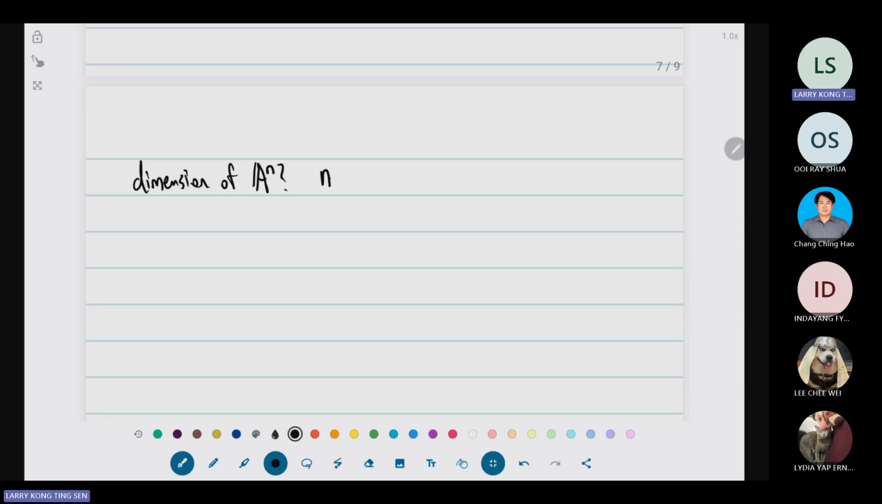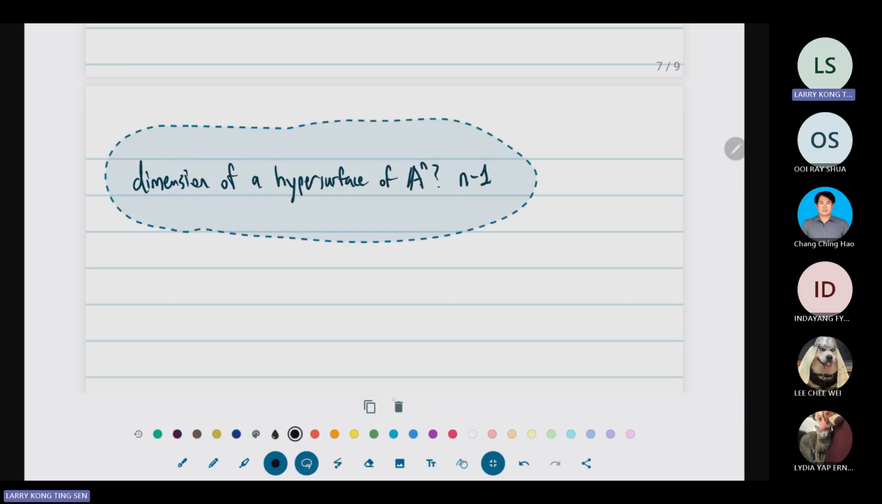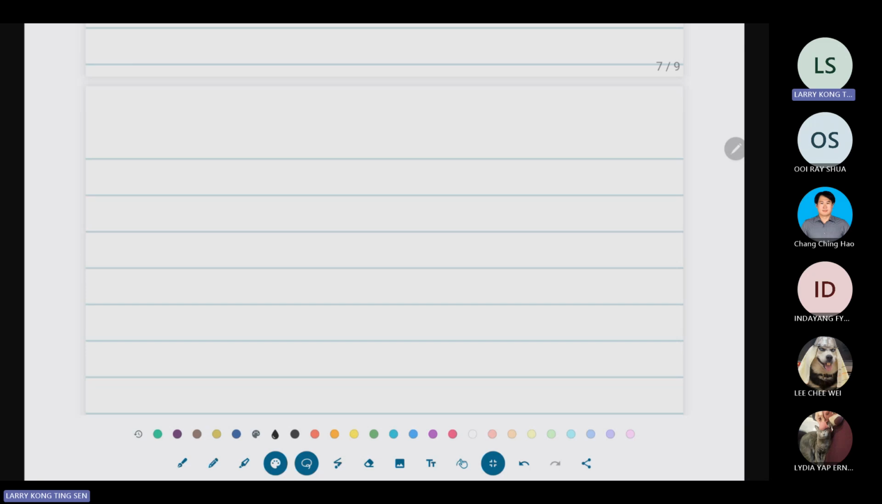It is n. But it turns out proving this surprisingly requires a lot of work. And what do you think is the dimension of the hypersurface in A^n? n minus one? That is also correct here. We basically have to set up some work to actually begin.